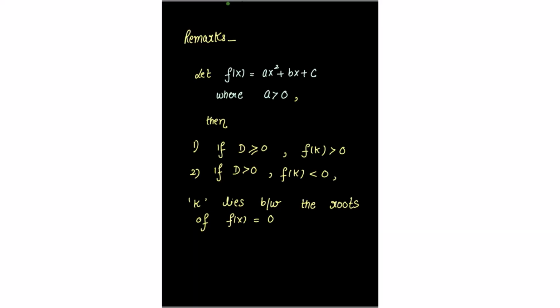There is a very beautiful remark written over here, which is very important, that states, let f(x) equal to ax²+bx+c, where a is strictly positive. Then, number 1, if the discriminant is greater than or equal to 0, then f of k is positive, where k lies outside the roots of f(x) equal to 0, right? Second, if the discriminant is strictly positive, then f of k is strictly less than 0, where k lies between the roots, right? So please keep in mind these two important remarks.